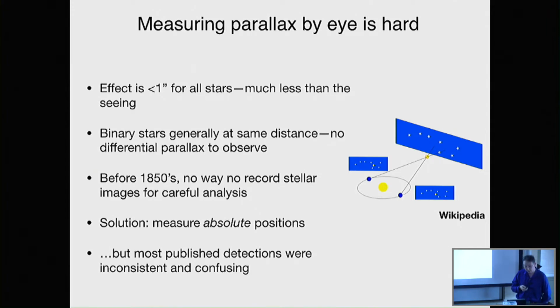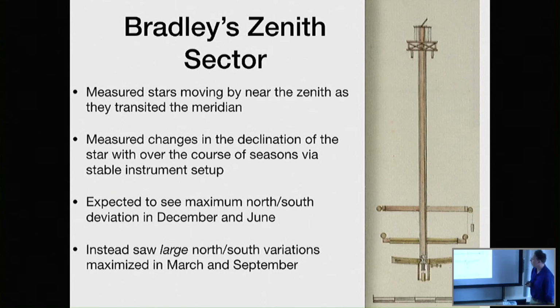But the results were really confusing and inconsistent and larger than expected, and there was a lot of argument in the literature about what was going on. It was Bradley that finally put it all together. So this is a schematic of his zenith sector.